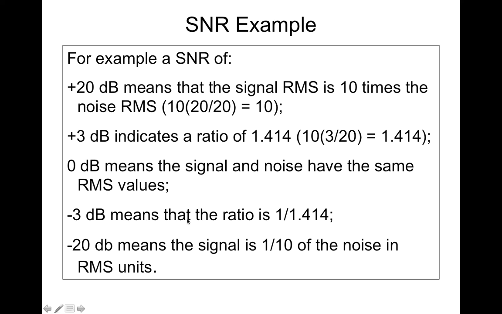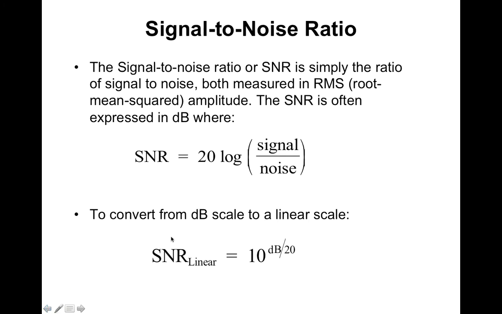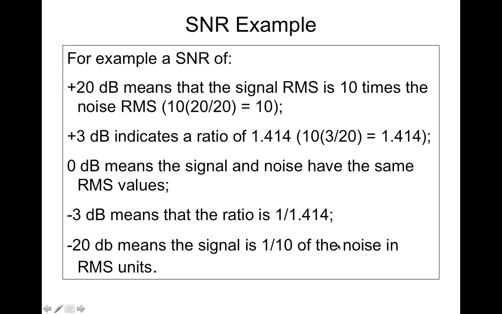here where it says minus 3 dB means that the ratio is 1 over 1.4. That would be 10 to the power 1 over 1.4. So basically they're plugging in right here for this dB number. So if I tell you you have a signal to noise ratio of negative 20 dB, then you would plug in minus 20 right here, and that would give you 10 to the minus 1, which would be 1/10, which is what they're saying down here in the bottom line of this example.